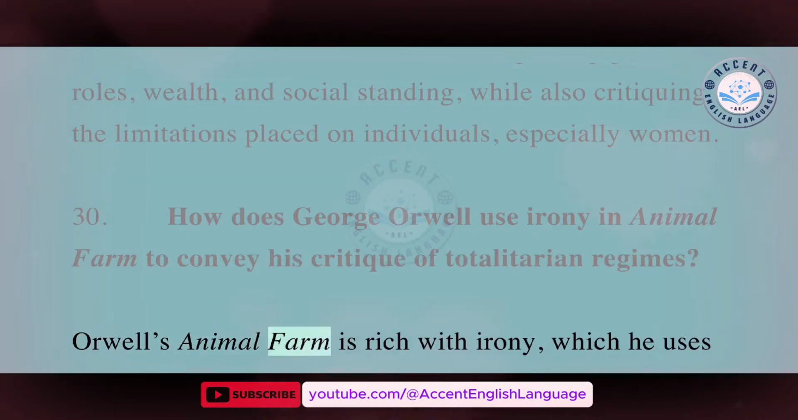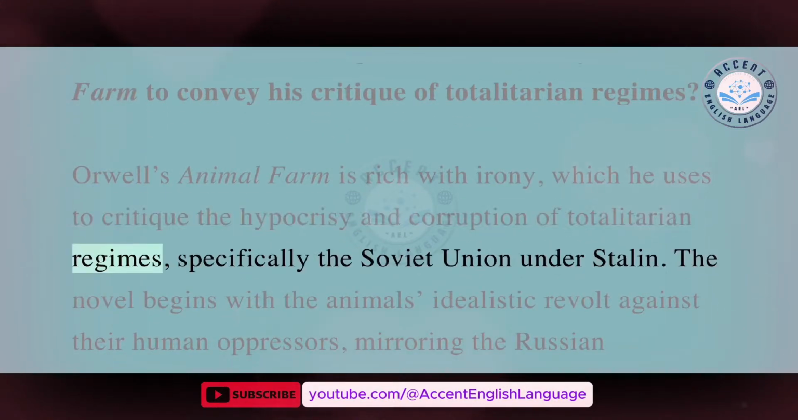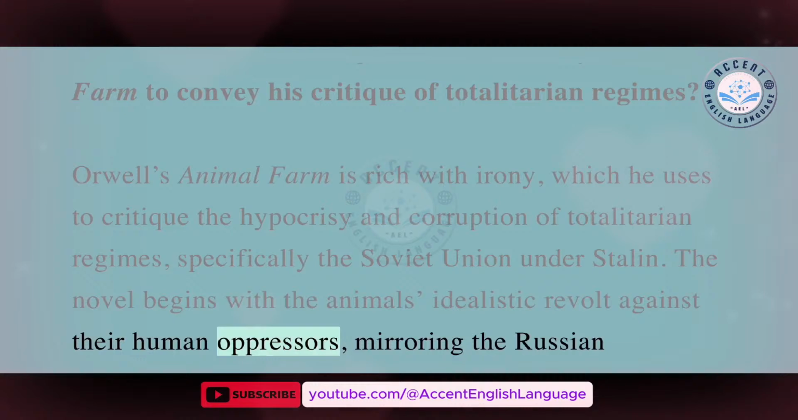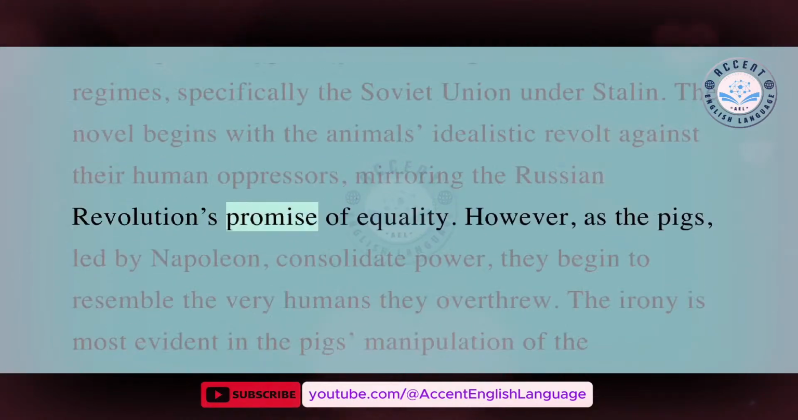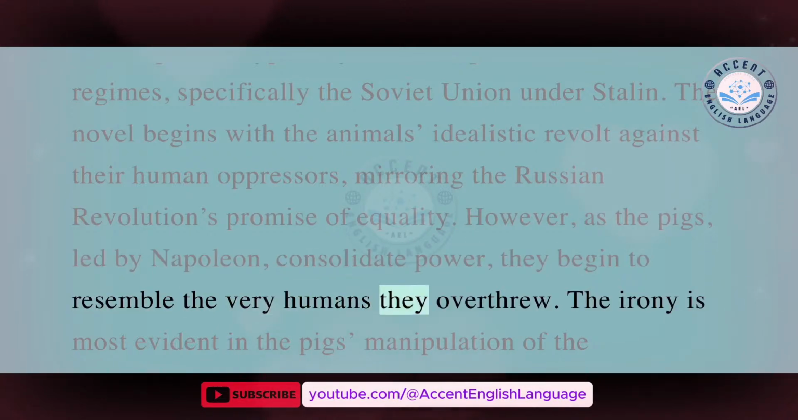Orwell's Animal Farm is rich with irony, which he uses to critique the hypocrisy and corruption of totalitarian regimes, specifically the Soviet Union under Stalin. The novel begins with the animals' idealistic revolt against their human oppressors, mirroring the Russian Revolution's promise of equality. However, as the pigs, led by Napoleon, consolidate power, they begin to resemble the very humans they overthrew.